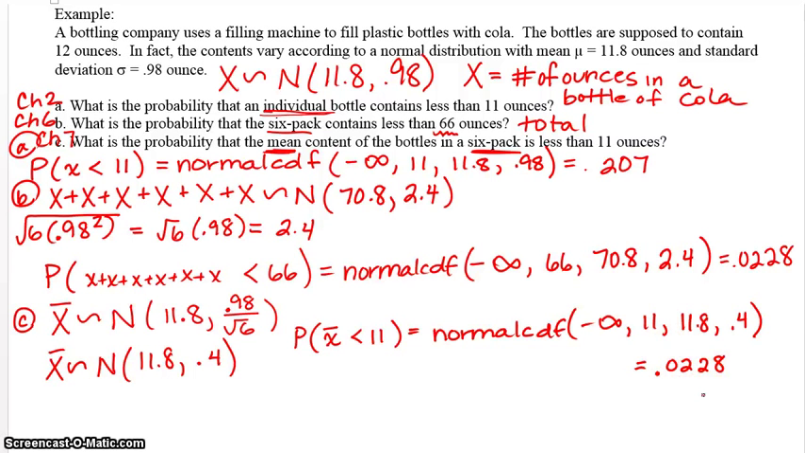So what we have there is the difference between Chapter 2, Chapter 6, and Chapter 7, and the different times that we've used normal distribution so far.